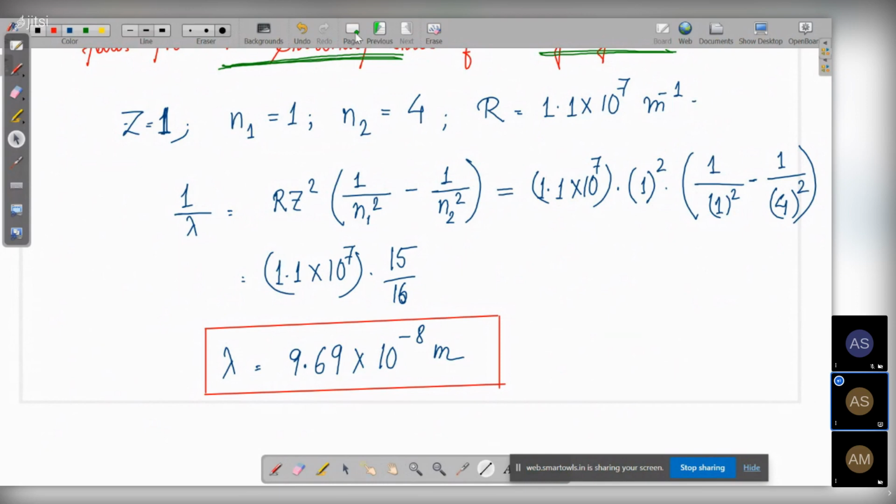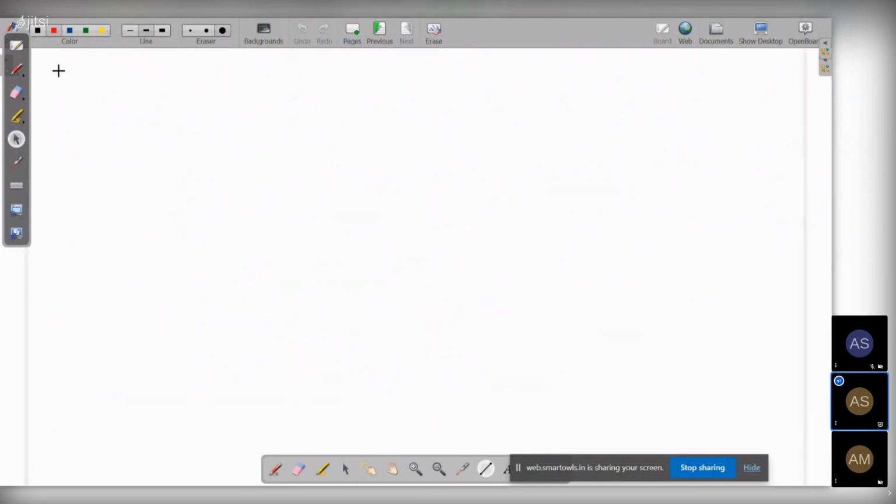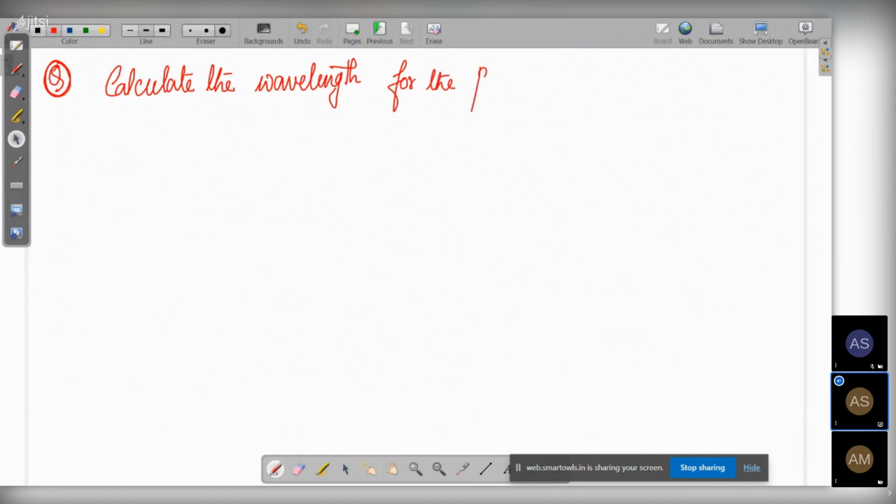Then let's see the next numerical. The next numerical says: calculate the wavelength for the beta line in the Paschen series.